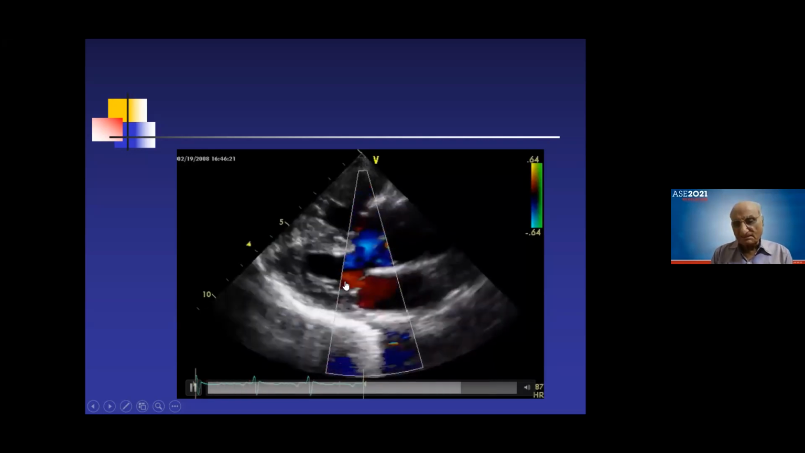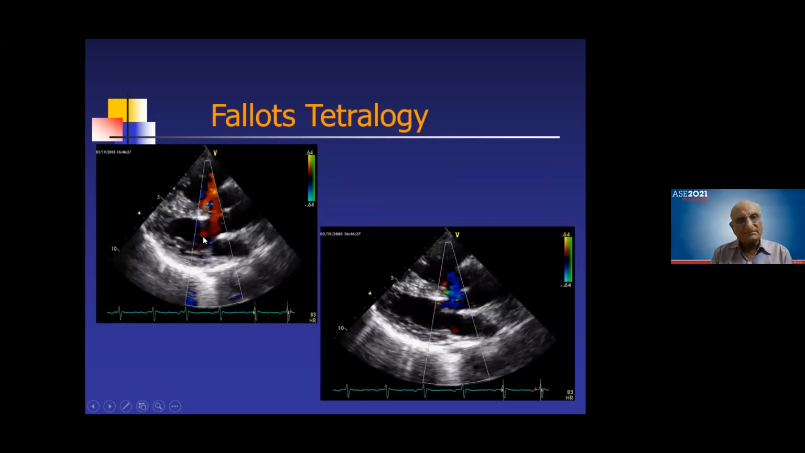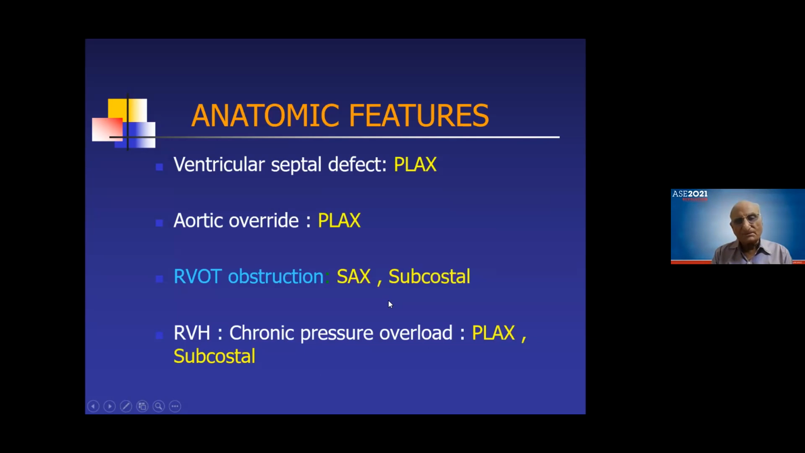To make it more simple, you see here, this is a still image. You see this flow goes from the left ventricle to the right ventricle, and because it is going towards the transducer, it is red in color. It is coming back from the RV to the LV, and because it is away from the transducer, this becomes blue. So this is known as a bidirectional shunt, that means both right to left and left to right, which is giving rise to this obstruction.